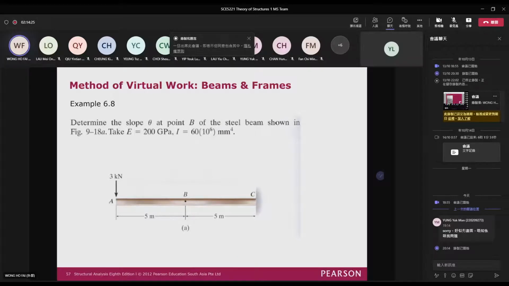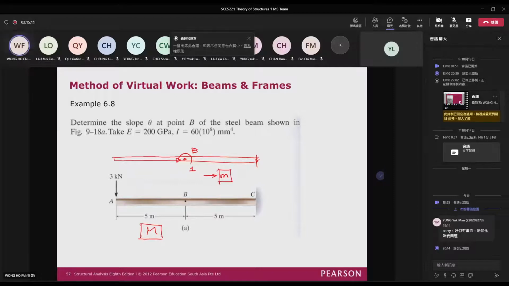And then right here, I would like you to determine the slope at point B, while we apply the force 3 kN in the beam. So if you want to find the slope at B, first of all, for the real load case, you will find the moment here. And then for another beam, you actually have the B here. If you want to find the rotation at B, you apply 1 here. Then you can find the m. This is the virtual moment.